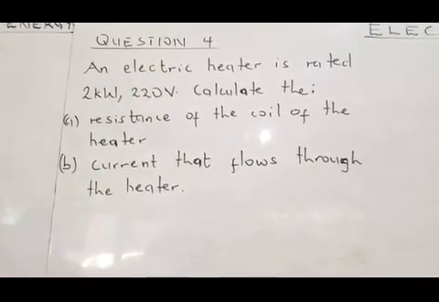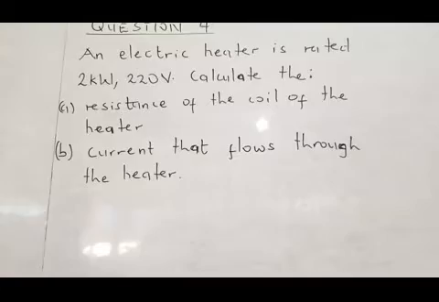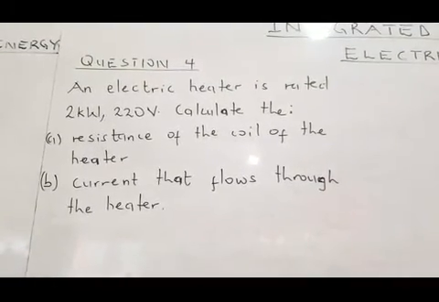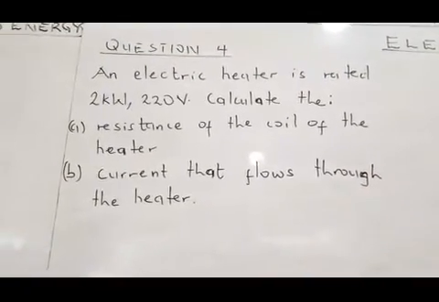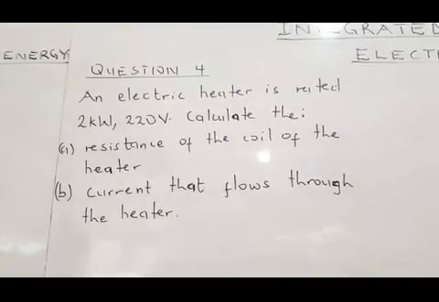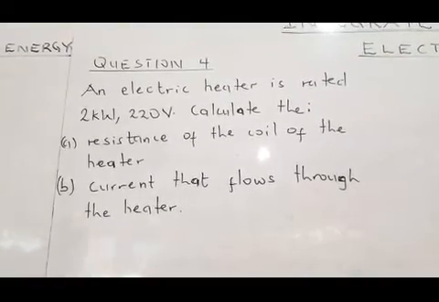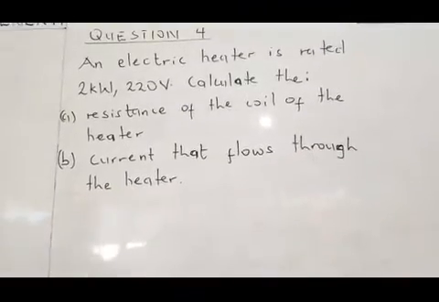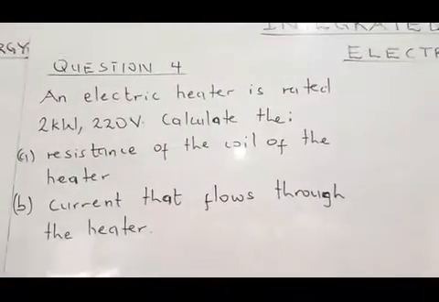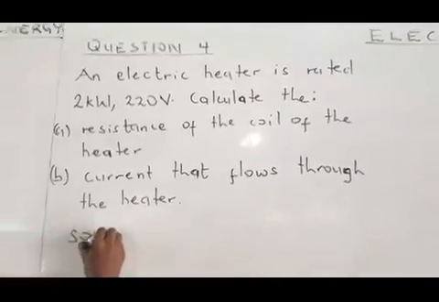volts. So that's the power rating of the electric heater. 2 kilowatts, 220 volts. And from this rating, you have to calculate the resistance of the core of the heater and then the current that flows through the heater. The solution.